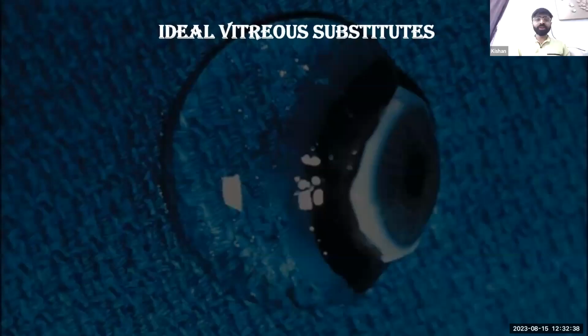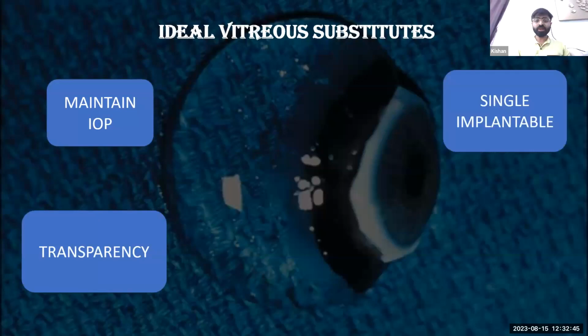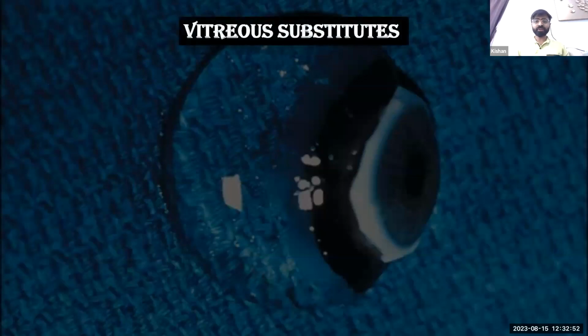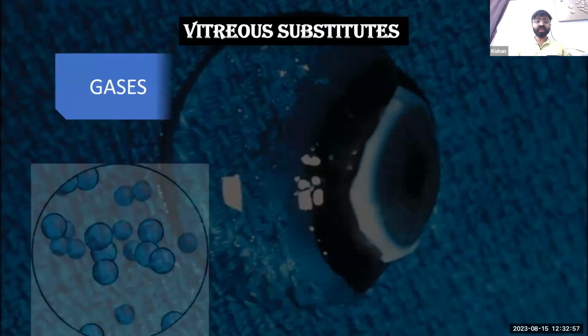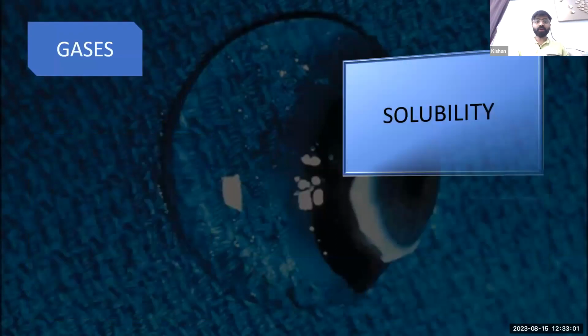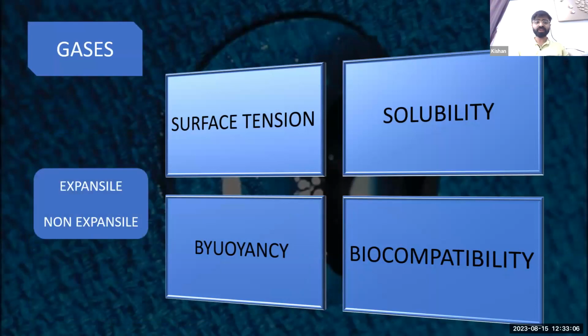An ideal vitreous substitute is similar to the vitreous. The main role of a vitreous substitute is to maintain the IOP and transparency, and it should be non-toxic to the eye. Vitreous substitutes are of two types, mainly gas and liquid. Gases are non-soluble, biocompatible, with high buoyancy and high surface tension. They can also be categorized as expansile and non-expansile gases.